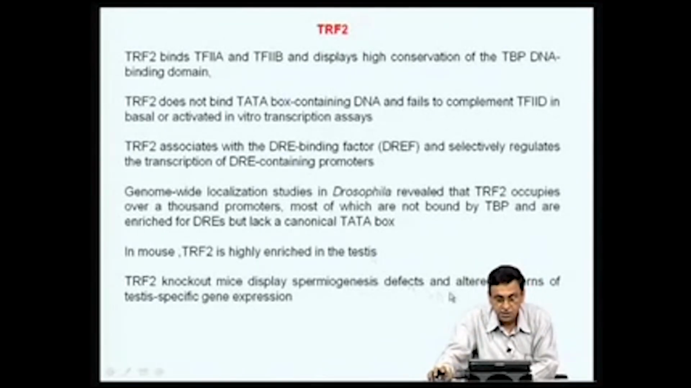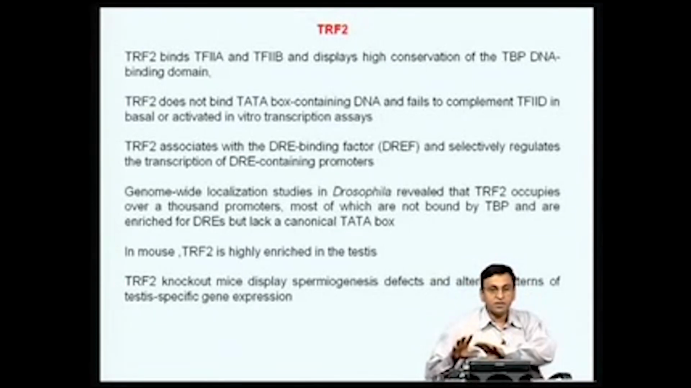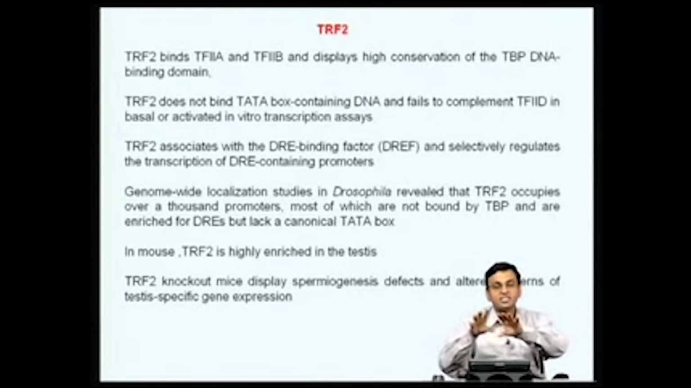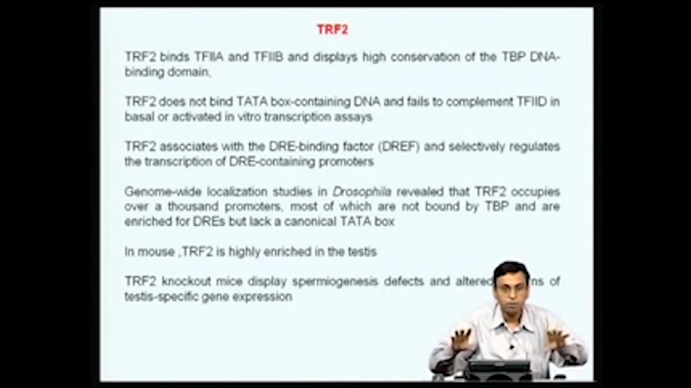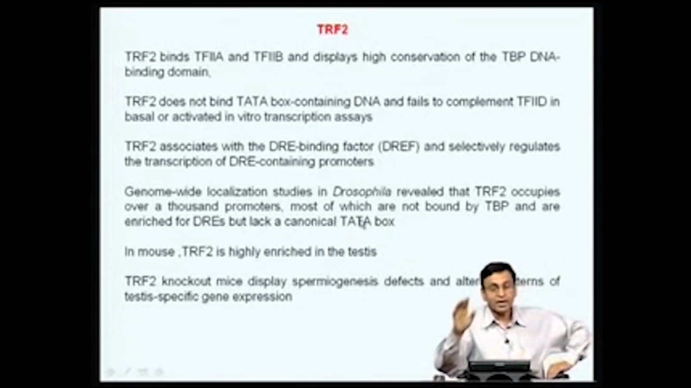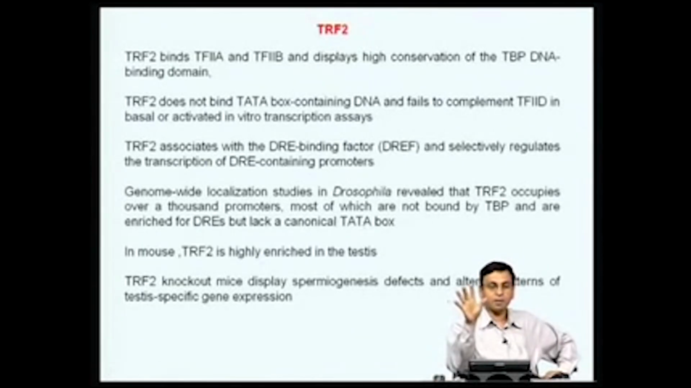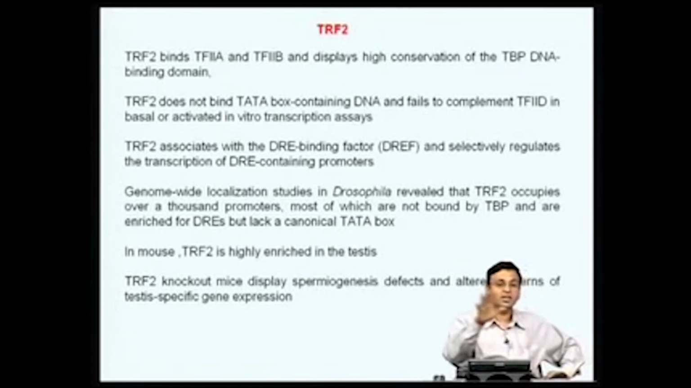And very interestingly, many of these promoters which are occupied by TRF2 are not bound by TBP. That means there is a subset of genes in vivo which are occupied by TBP, and another subset of genes in vivo which are occupied by TRF2, clearly indicating that TBP and TRF2 may be regulating different sets of genes in Drosophila. And very interestingly, many of these promoters which are occupied by TRF2 contain DREs, but they lack a canonical Tata box. So, very clearly that means the TRF2 is actually involved in the regulation of those eukaryotic promoters which are Tata-less promoters, but which actually contain DRE instead of a Tata box.